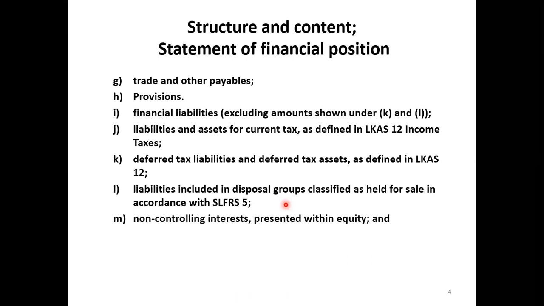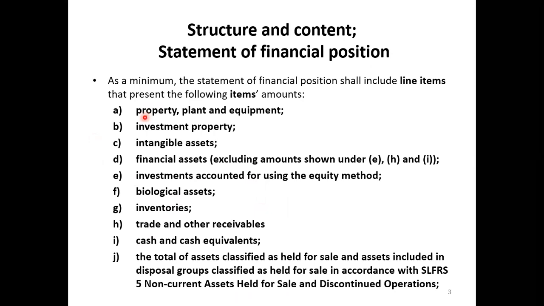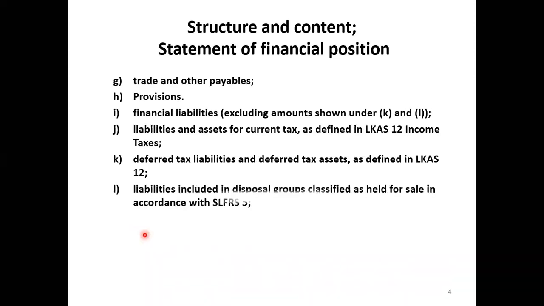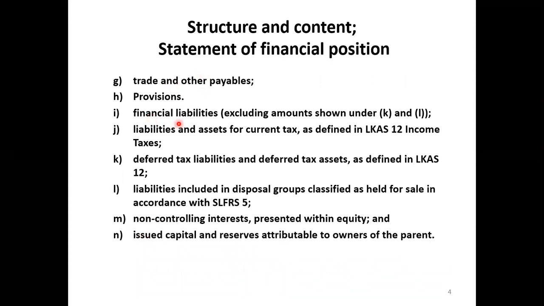In addition to that, trade and other payables. When you look here, from property, plant, equipment up to biological assets, these will be listed under non-current assets. And from inventories, G, H, I, J, it's coming under current assets. And trade and other payables, provisions, financial liabilities, and liabilities for current tax.